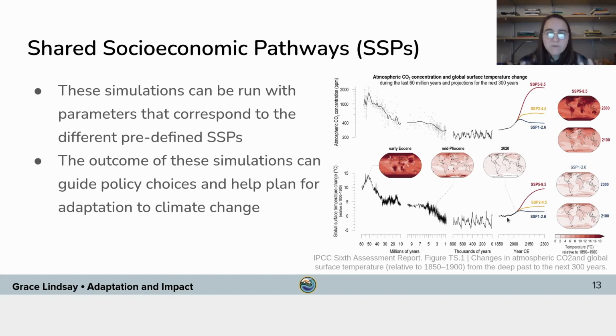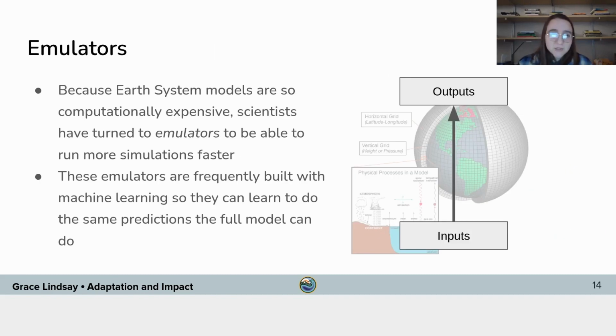These are ways of building out hypotheticals and knowing what will happen in the future based on the actions that we take. In that way, they're very important. These climate simulation models, Earth system models, are very important for guiding policy choices in the present. However, because they're so expensive, we can't run that many different simulations. We need a long time to try out many different possible scenarios.